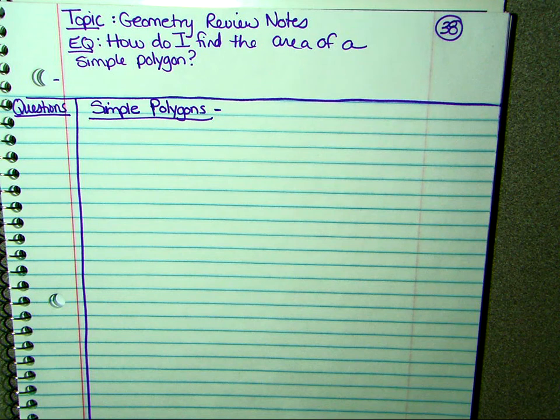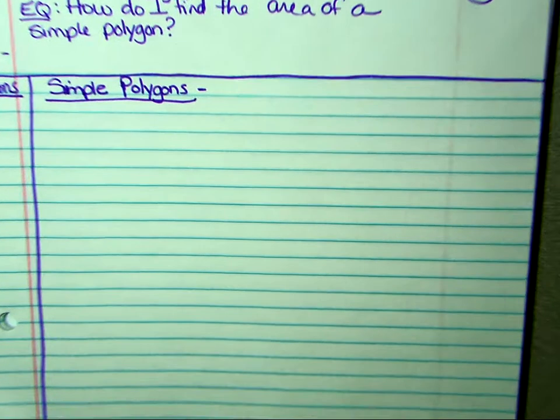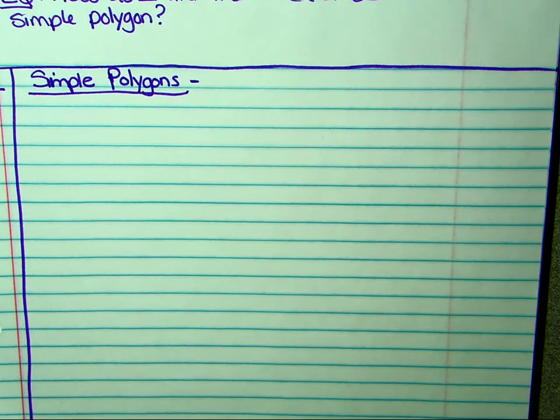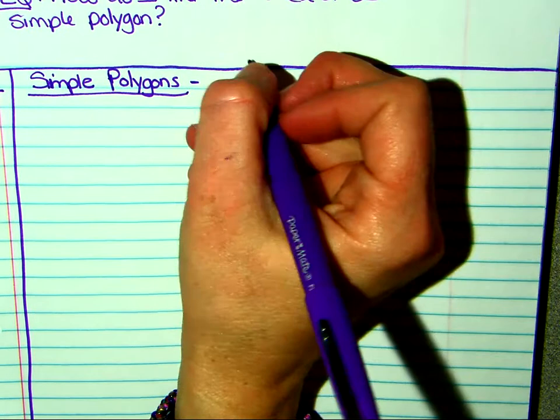Hello, today we are going to be talking about geometry, and we're going to be doing a little bit of geometry review. The essential question for this lesson is, how do I find the area of a simple polygon? Which brings me to the question of what exactly is a simple polygon. And to answer that, it is a two-dimensional figure.